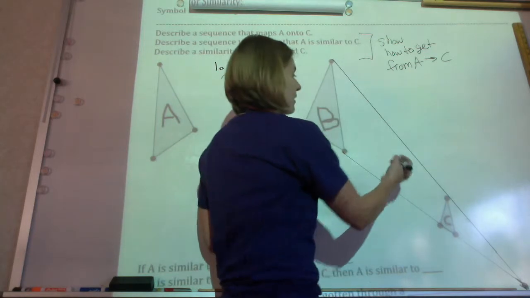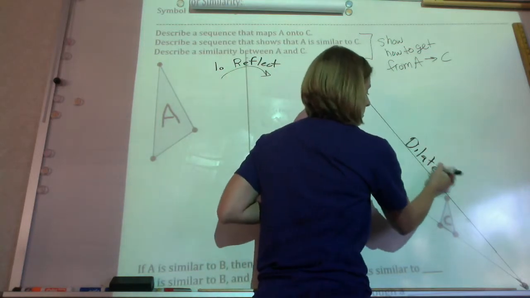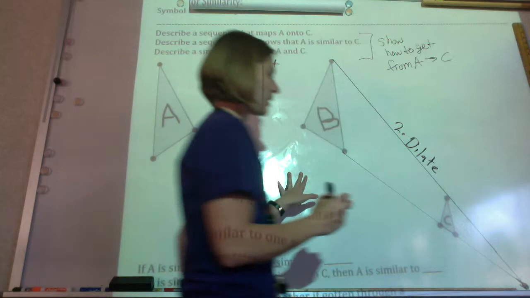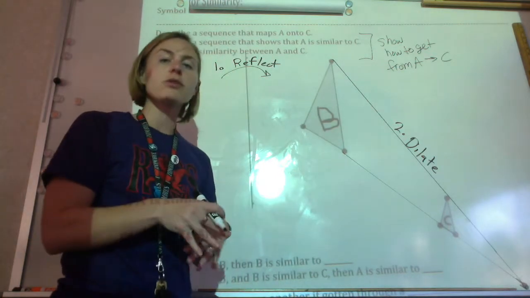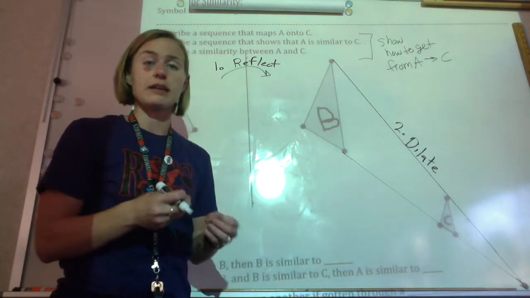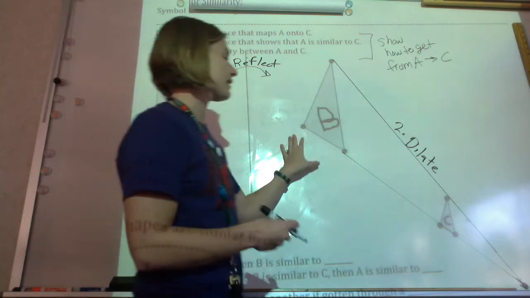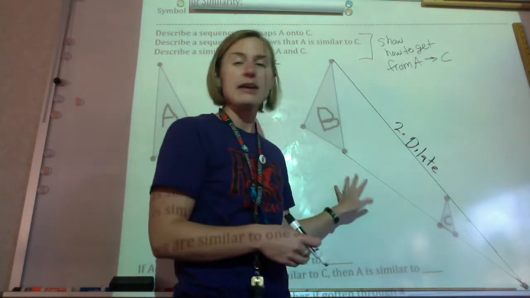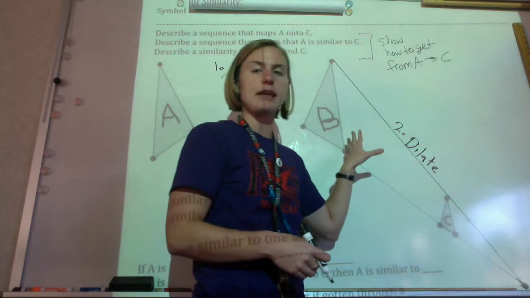So now we can say that we need to dilate as our second step. Okay. Now in high school they'll want you to find out what the actual dilation is, what the scale factor is, if we're dilating it down by a half or a third, and we can easily find that by measuring things out.